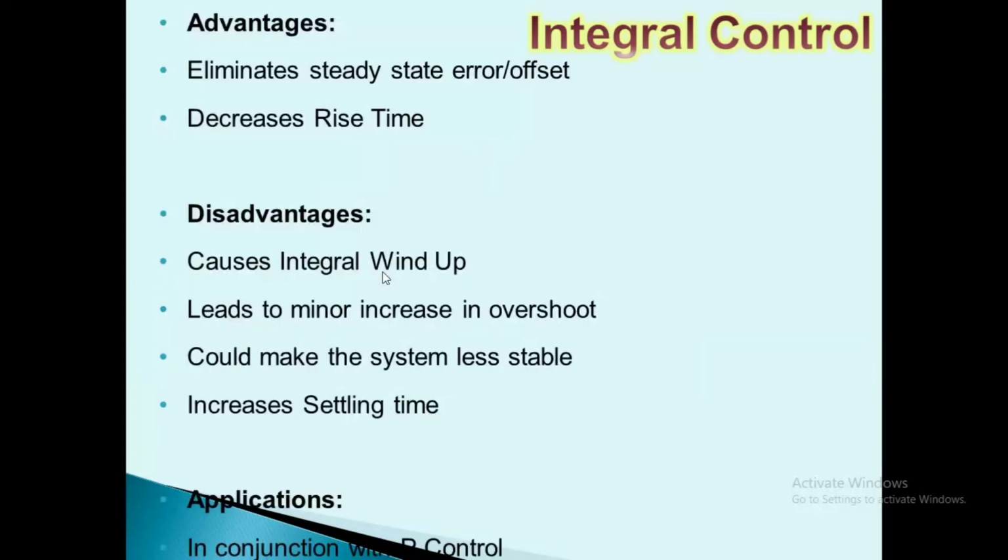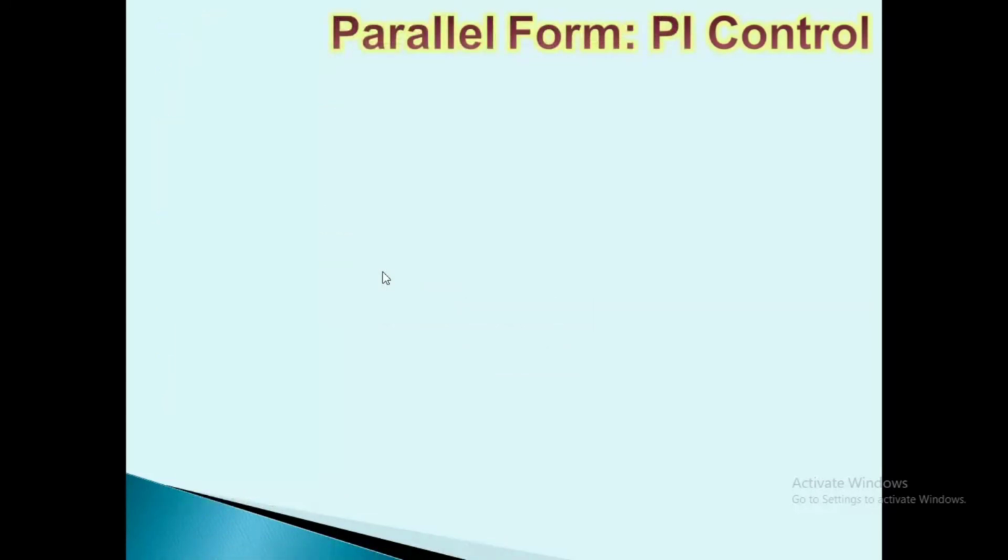Now the advantages: it eliminates the steady state error, and it decreases the rise time. The disadvantages: it causes integral windup, leads to a minor increase in overshoot, could make the system less stable, and increases the settling time. And applications: it can be used in conjunction with your P control.